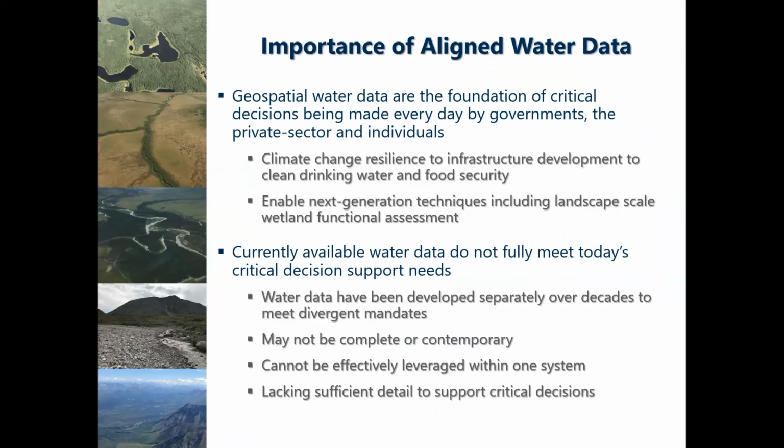The NWI wetlands layer is a critical part of our nation's geospatial water data infrastructure, which also includes NHD. These data are the foundation of critical decisions being made every day by governments, the private sector, and individuals. They make strategic decisions possible on topics ranging from climate change resilience to infrastructure development to clean drinking water and food security. NWI data are used to enable next generation decision support through techniques like landscape scale wetland functional assessment.